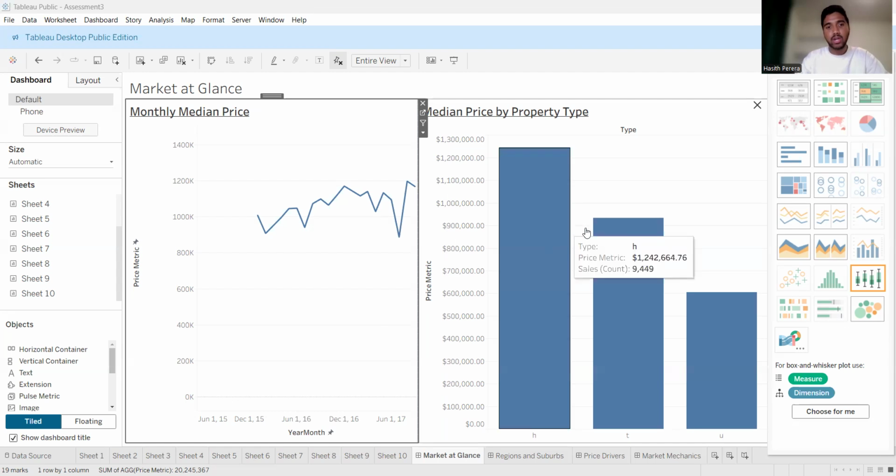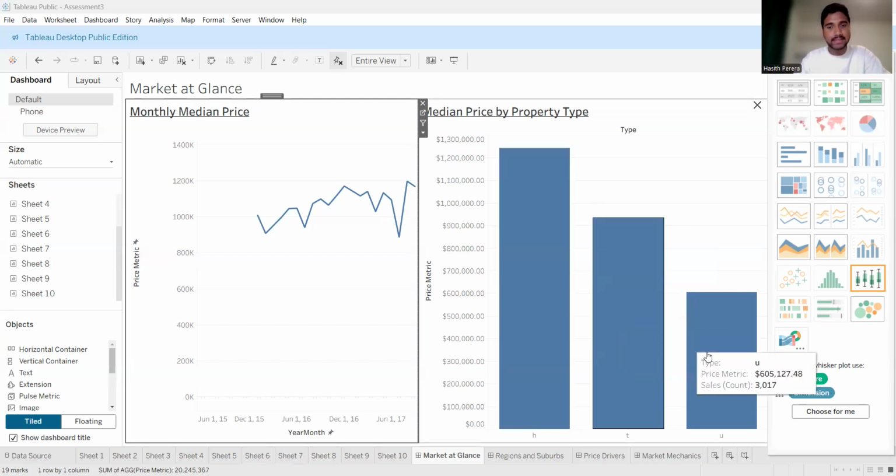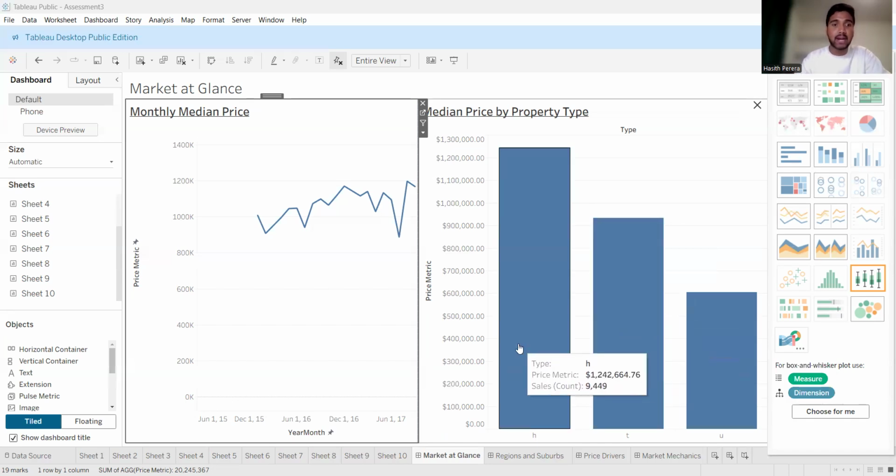this housing crisis. So let me first start off with the market at a glance, just to show what the housing market is like in Victoria. These two charts show that. This is the median monthly price of a house here in Victoria, Australia. And next is the median price by property type. Obviously, there are houses, townhouses, and units in Victoria, Australia, and these bars represent the median price of these different property types.